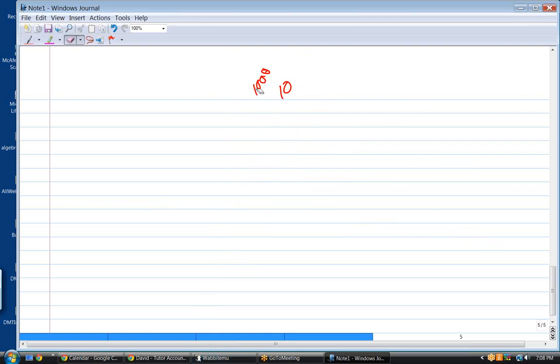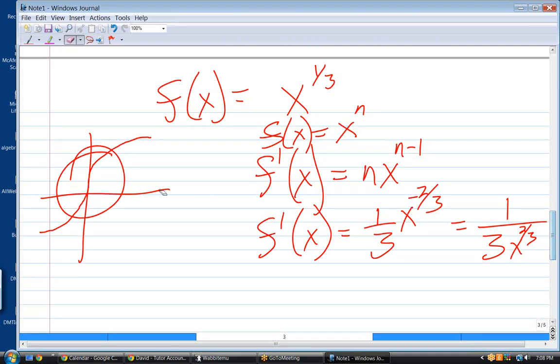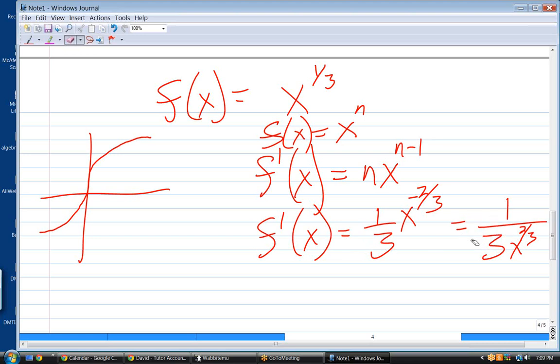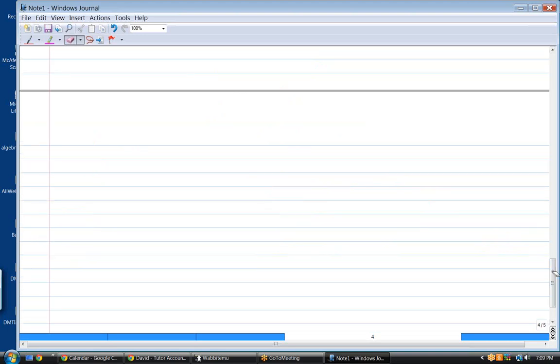So this is just confirmation of what we can see by looking at it. We can see that at x equals 0, the slope of the tangent line is vertical, which means my first derivative better come out to be either infinity or undefined. And it does. Okay? Keep going.